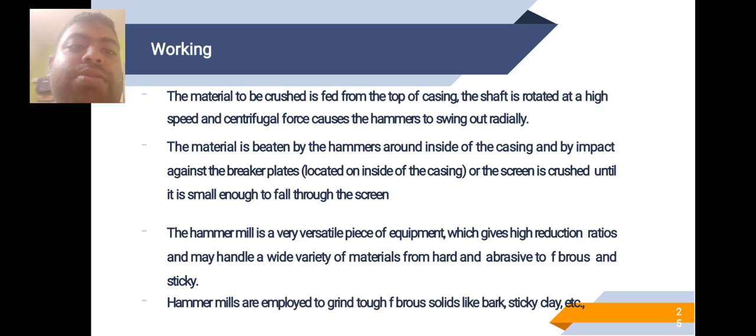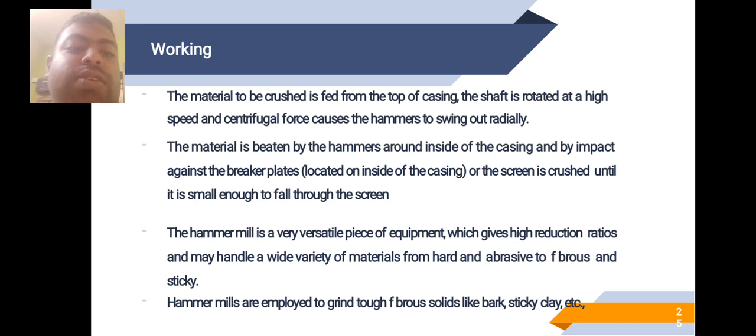Working. The material to be crushed is fed from the top of the casing, and the shaft is rotated at a high speed, and centrifugal force causes the hammers to swing out radially. The material is beaten by the hammers around the inside of the casing and by impact against the breaker plates located on the inside of the casing, or the screen, and is crushed until it is small enough to fall through the screen.